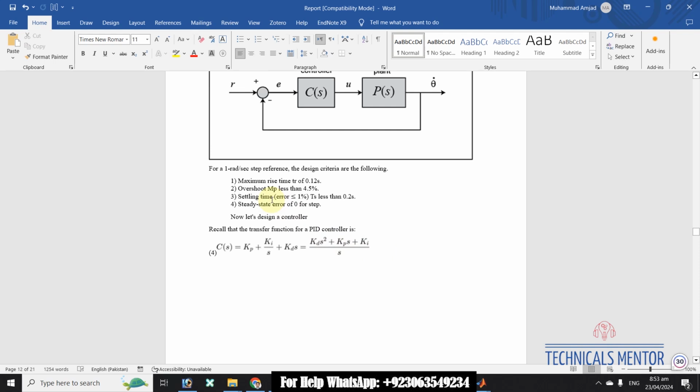For a 1 radian per second step reference, the design criteria are the following: maximum rise time Tr of 0.12 second, overshoot Mp less than 4.5%, settling time Ts less than 0.2 second, steady state error of 0 for step. Now let's design a controller. We call the transfer function for the PID controller C(s) is equal to Kp plus Ki over s plus Kd s, is equal to (Kd s square plus Kp s plus Ki) over s.